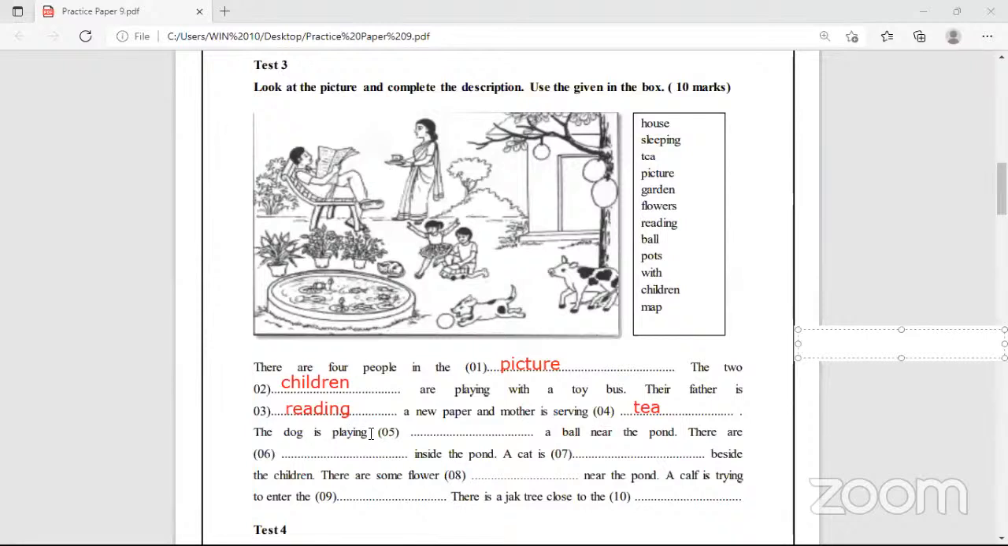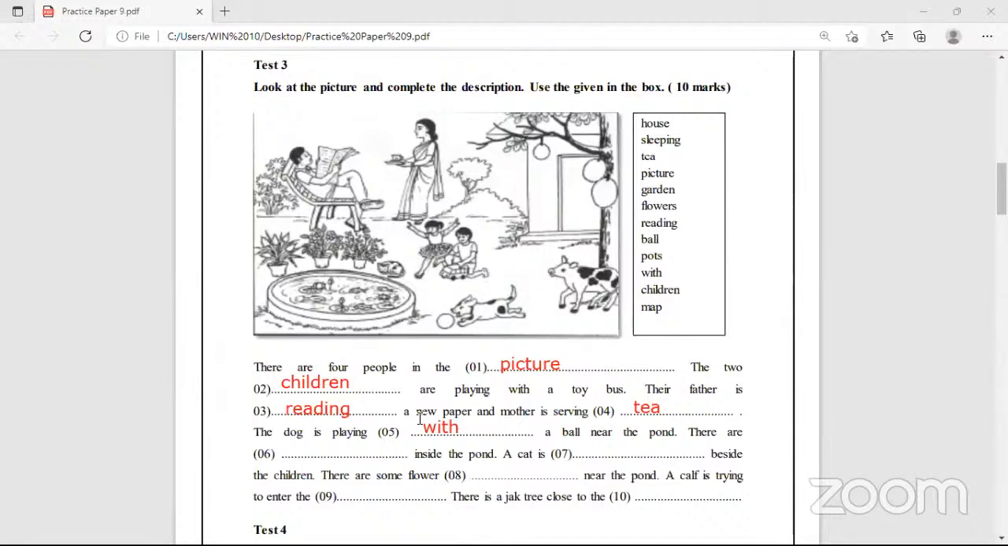Next, the dog is playing. So here in this picture, we can see the dog is playing with the ball. So the dog is playing with a ball. The dog is playing with a ball near the pond.